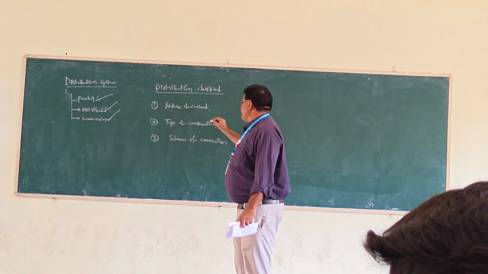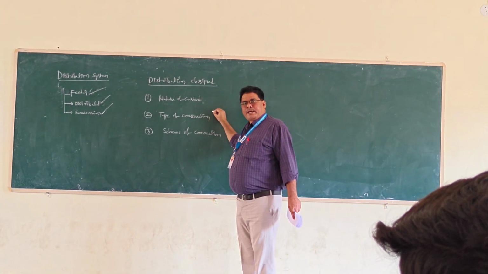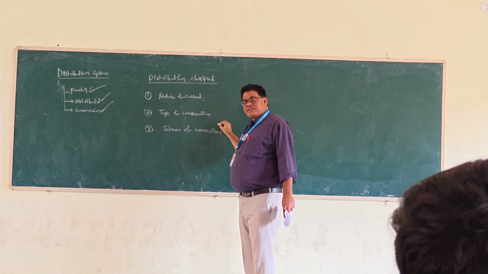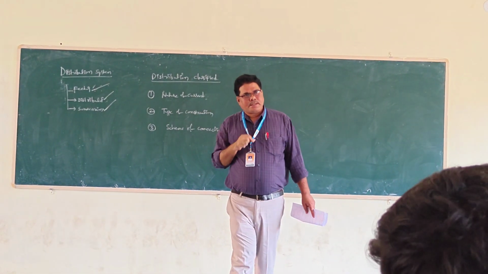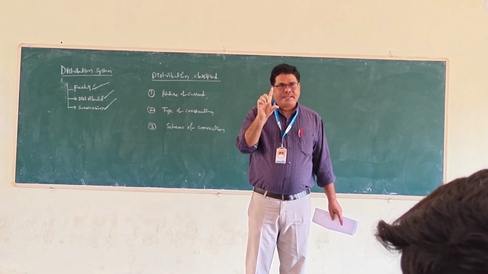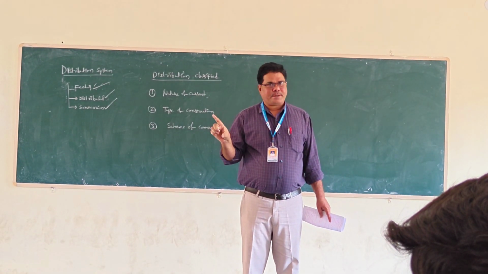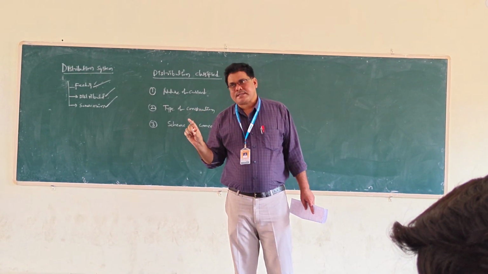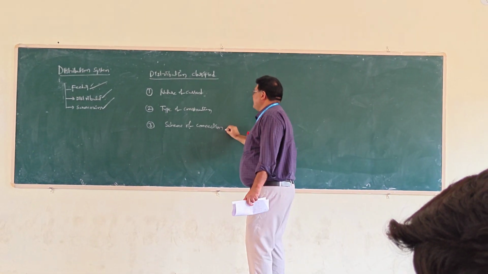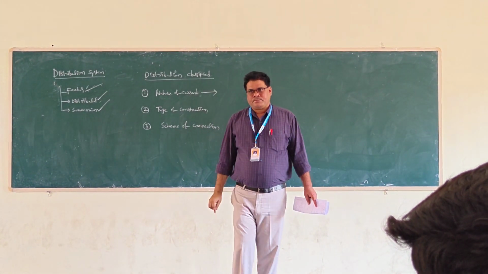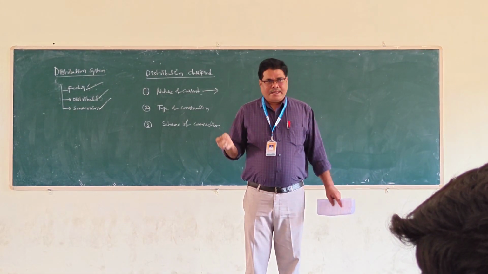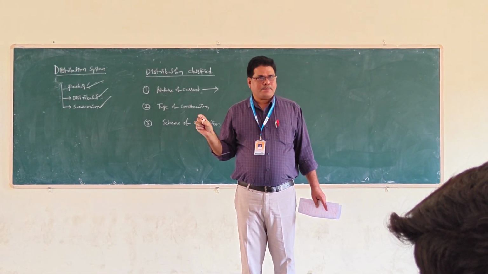Current, according to nature of current, according to type of construction, according to scheme of connection. This is the classification. A distribution system is classified according to three categories: according to nature of current, according to type of construction, and according to scheme of connection. What is according to nature of current? There are two types: AC distribution and DC distribution.